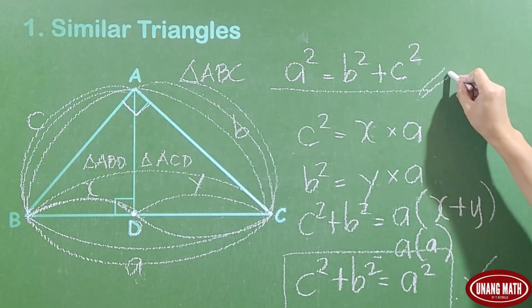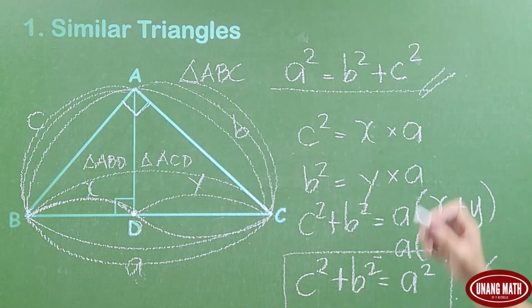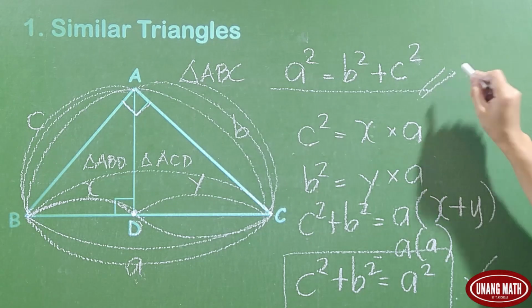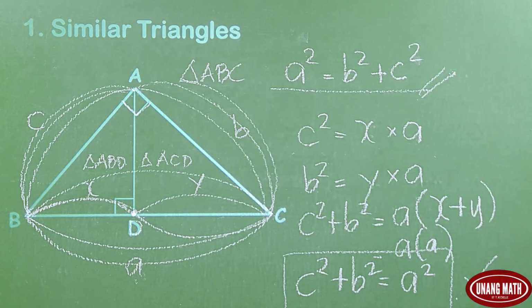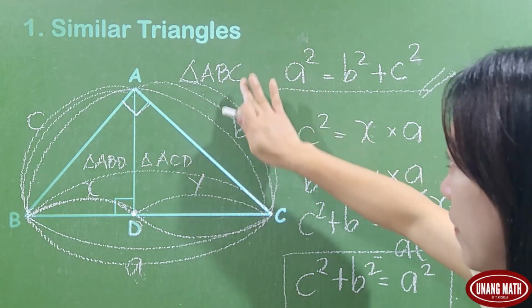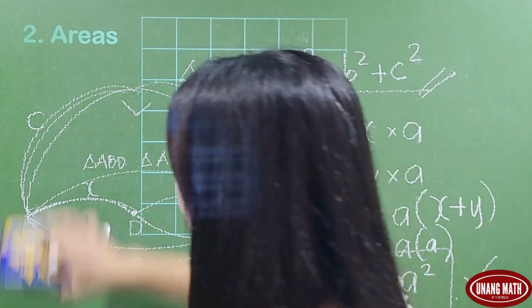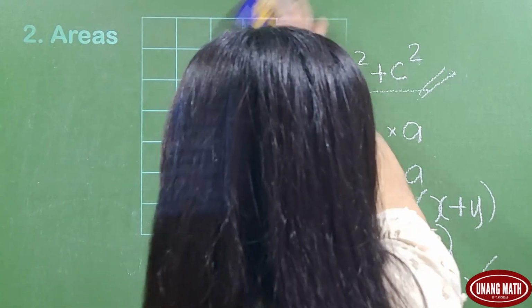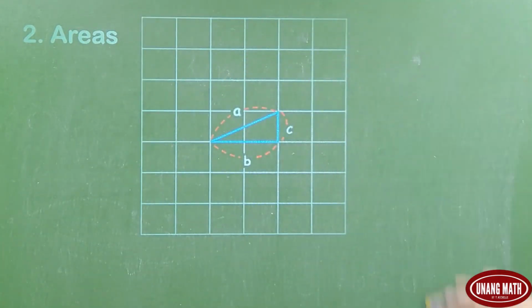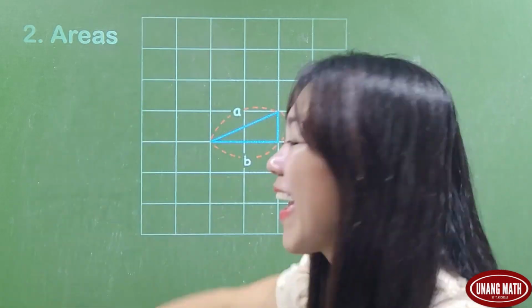That's why the Pythagorean Theorem is correct. We proved that the Pythagorean Theorem is really correct using these similar triangles. Okay, moving on. This time, let's prove the Pythagorean Theorem using areas.